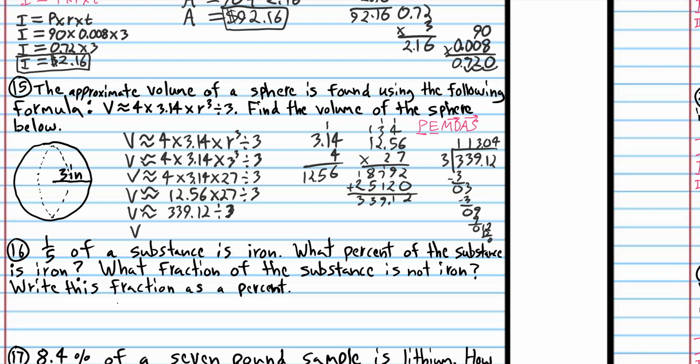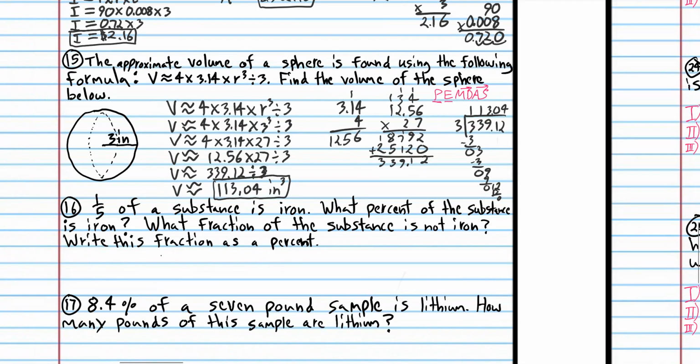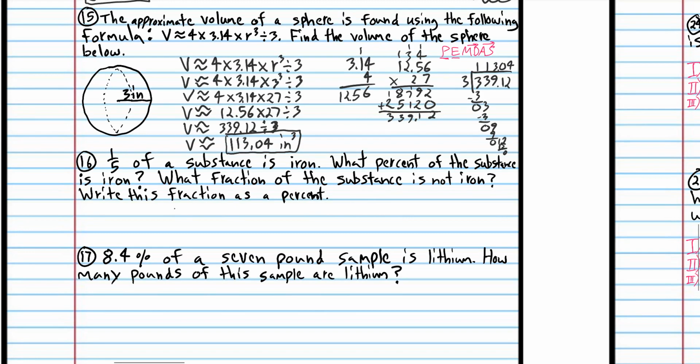So our final answer is going to be approximately 113.04. And this is volume, so whenever you have volume, you need cubic inches. You need to add that 3 after the IN, meaning cube. You're counting cubes. So again, that's just an application of the order of operations agreement.